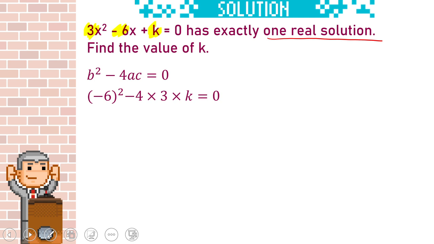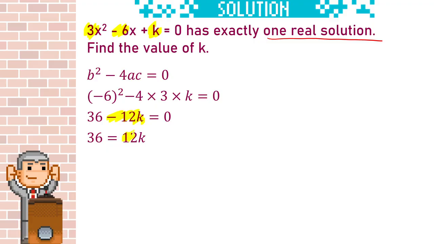It gives me -6 squared is 36, and 3 times -4 is -12k. Next part is I want to get my k by itself. So I'm going to get rid of my negative by adding 12k to both sides. And then I'm going to divide by 12 to get k by itself. And that gives me k is equal to 3.